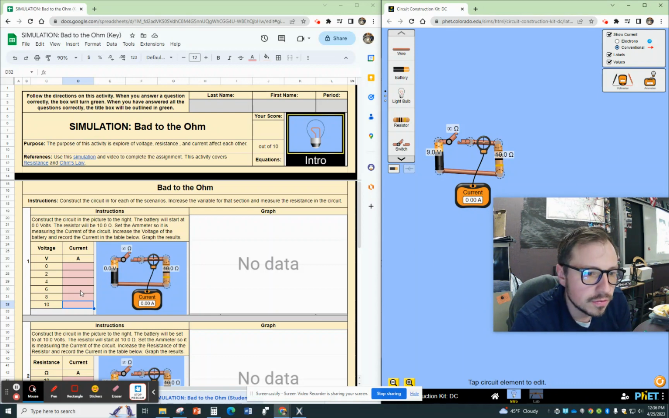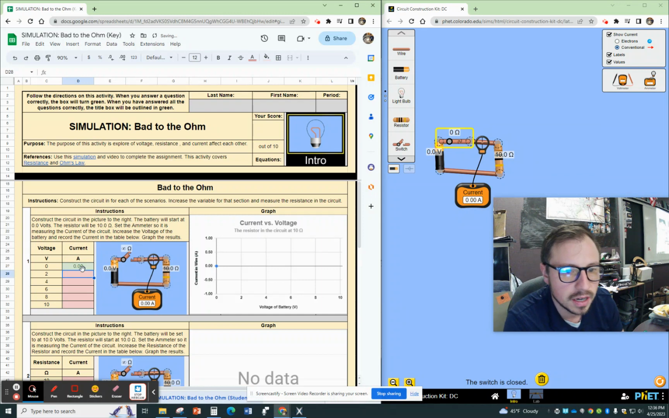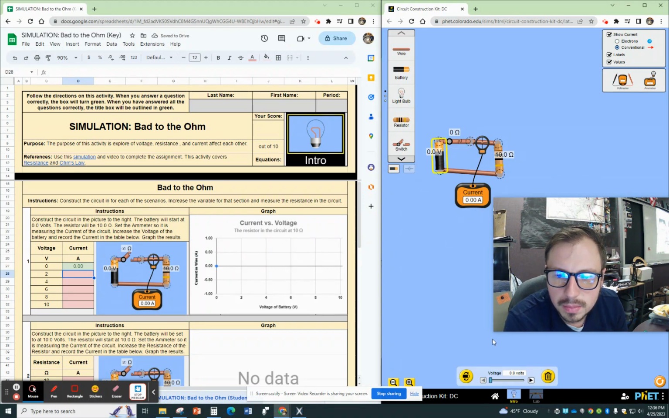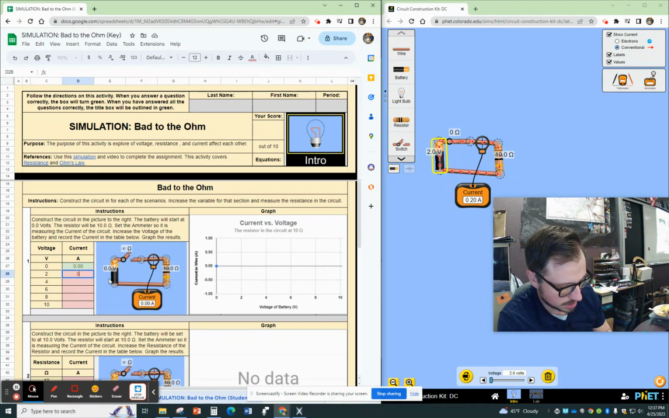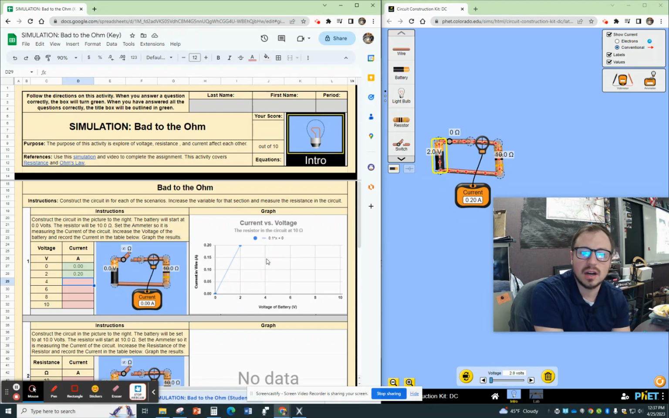First thing, we need to set everything. The resistor is going to be at 10 for this whole thing, and the battery is going to start at 0. Flip the switch, and you can see that there's no current. That's an obvious one, so I'm just going to put 0 right there. For the next one, I'm going to bump up the voltage to 2 volts. There we go, and you can see the current is 0.20 amps. A graph is going to start to form with the equation on there for you, with voltage of the battery and the current in the wire.